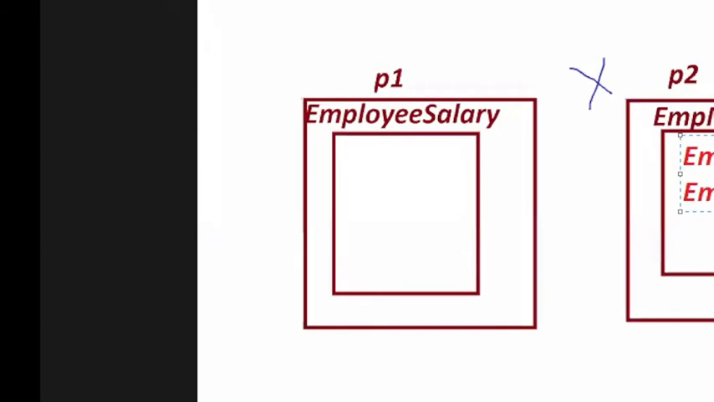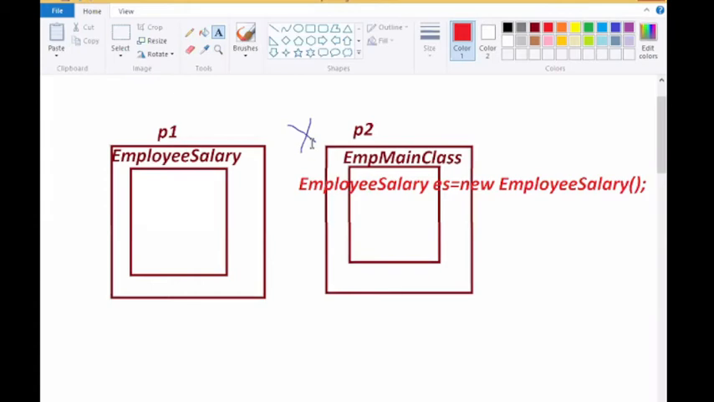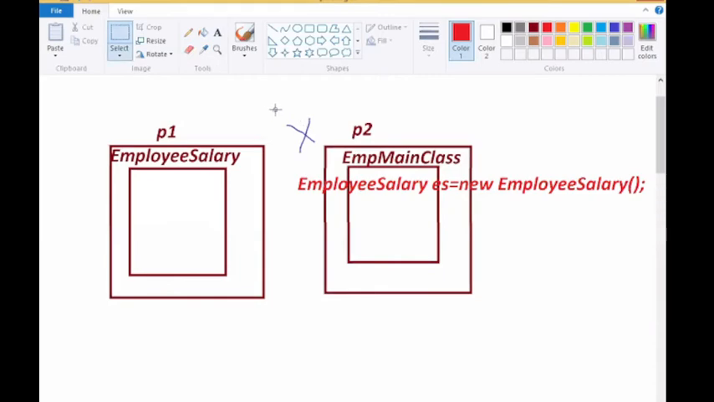if I create the object, sorry, here an error will come. Why? Because the employee salary class is not available to P2. Okay, right. Now the error will be given by your compiler. You can ask the compiler why that error is given to me. The compiler will say that whenever you are trying to create an object for employee salary, the employee salary must be available to the EMP class, or must be available to P2. Then only you can create the object. Then I'll write import.